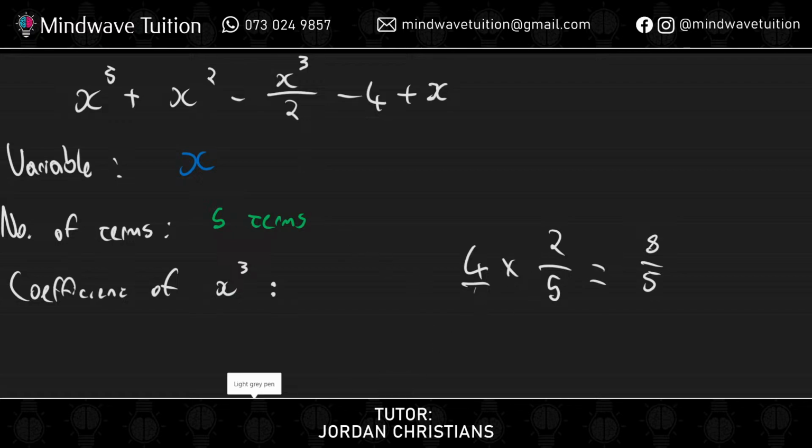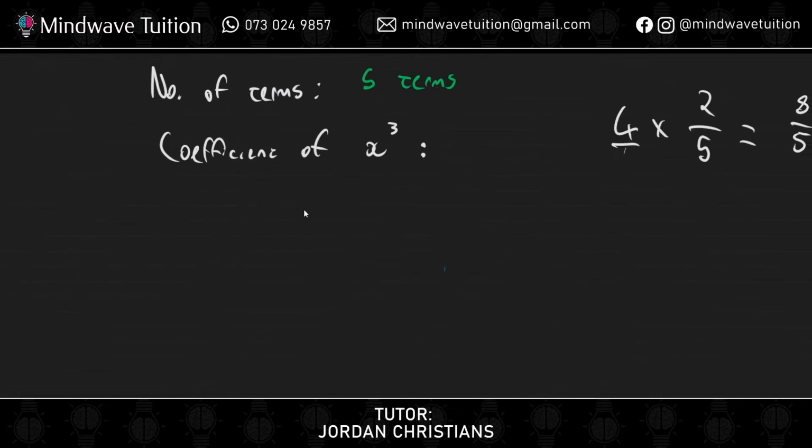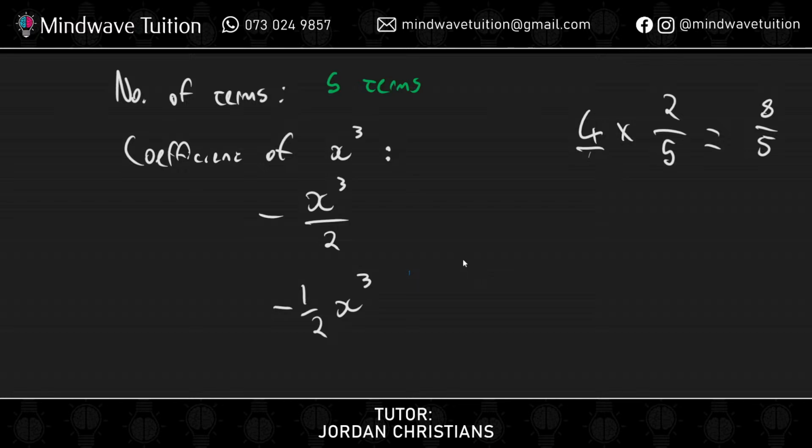So using this, we can also rewrite negative x to the power of 3. Actually, let me do that underneath. So my term is negative x to the power of 3 over 2. We can rewrite this as negative a half x to the power of 3. Right, it's the same thing.